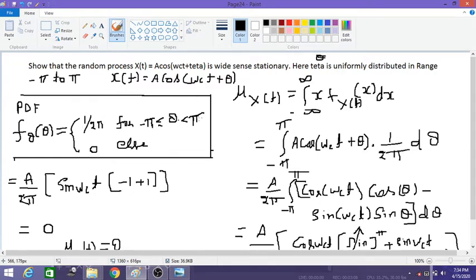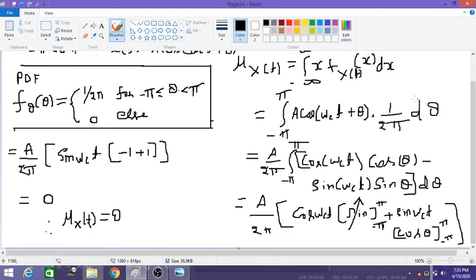So now first we will calculate the mean of it. We know the formula of the mean, that is mu x of t is equal to the integral of x into f x t of x into dx, that is nothing but x multiplied with the density function. Now I will substitute the x which is given, that is a cos of omega ct plus theta, and the density function from this definition is 1 by 2 pi. So we have to integrate with respect to theta.